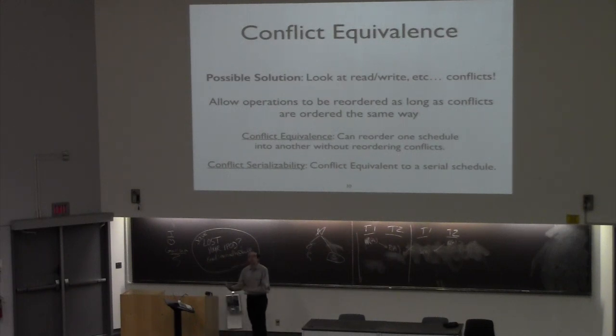And so the idea is that I have some serial schedule, and a schedule is conflict serializable if there is a serial schedule to which the two are conflict equivalent.